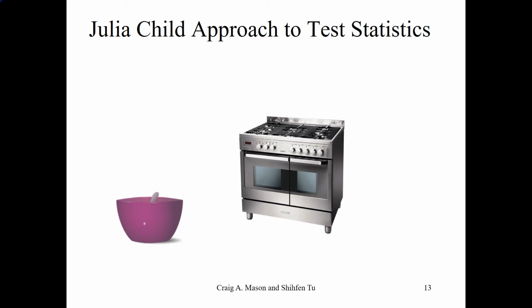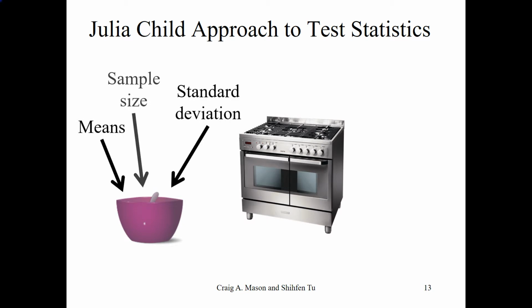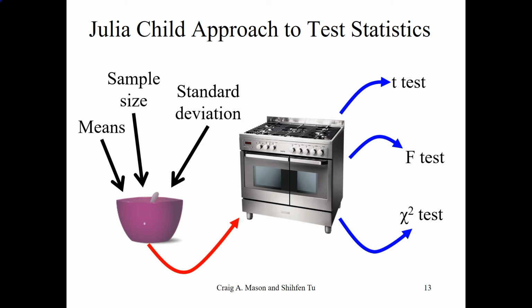We can think of a test statistic as a cake we bake by mixing together information about means and variability and sample sizes and other stuff. Inferential statistics takes all this information, mixes it together, puts it in the oven to bake for a while, and out pops a t-test cake or an f-test cake or some other type of statistical test cake.